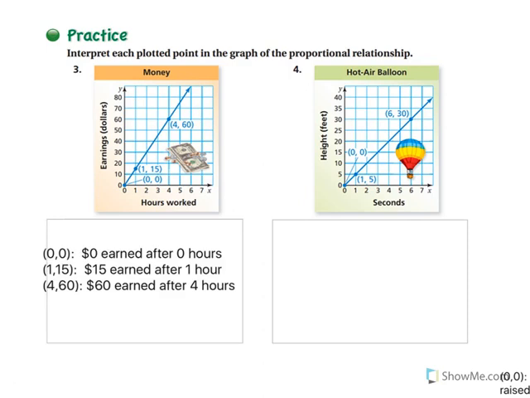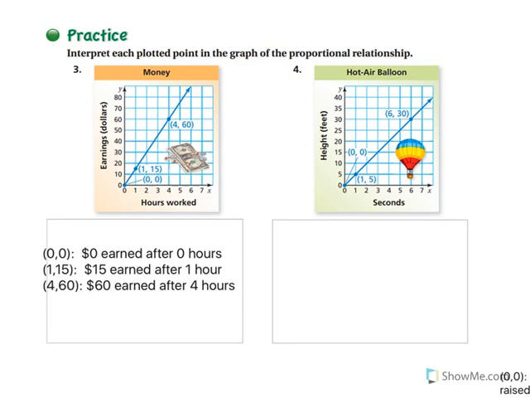We have the point 0, 0. This represents $0 earned after 0 hours. We have 1, 15. This is $15 earned after 1 hour. And then we have 4, 60. This is $60 earned after 4 hours. Okay. Then for number 4.